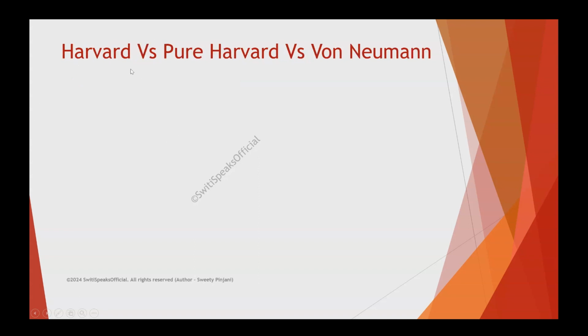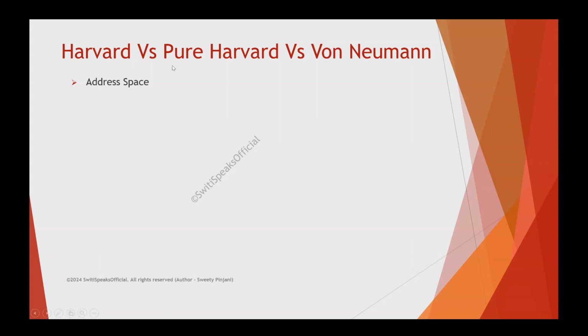How will you distinguish between Harvard, pure Harvard, and Von Neumann? There are a few distinguishing features. Let's understand them one by one. First is address space. If you remember, we said that in pure Harvard architecture, there is separate instruction and data memory. It means the instruction space will also start from zero address, and the data space will also start from zero address in case of pure Harvard architecture, right?